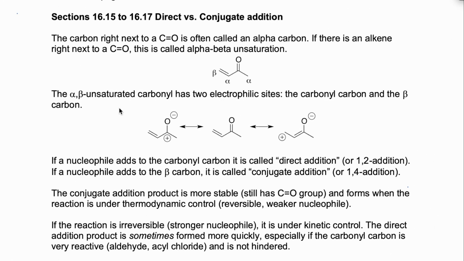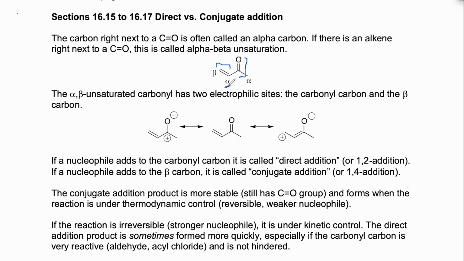Okay, so there's a few sections in this chapter also talking about direct versus conjugate addition. And this is something that we have to think about when we have an alkene right next to a carbonyl. So alkene over here, which is conjugated to this C double bond O over here. So we have a bunch of sp2 hybridized atoms all in a row, so we have some delocalization of these pi systems. And we can call this alpha beta unsaturation.